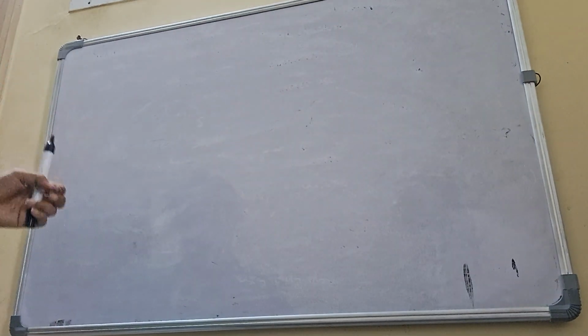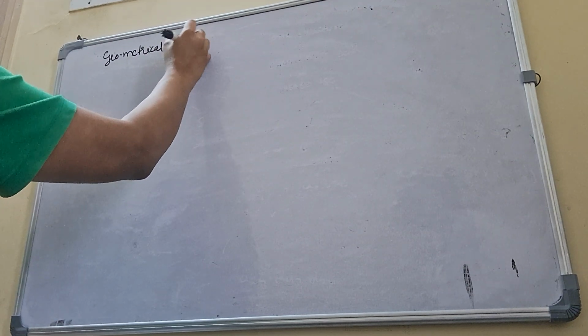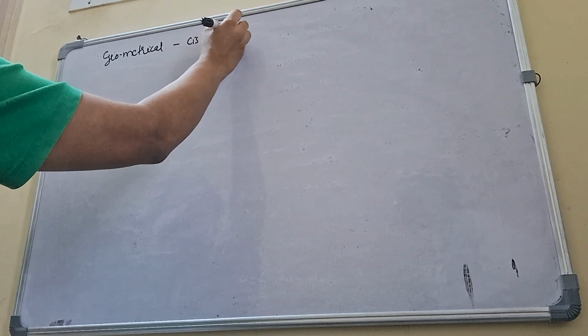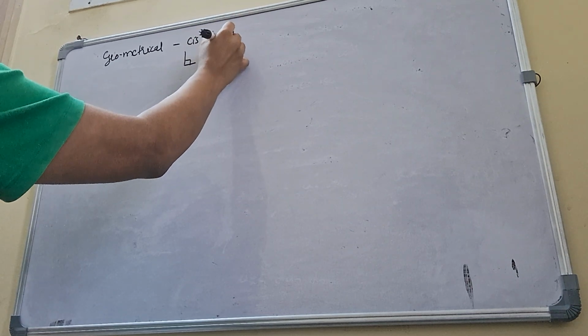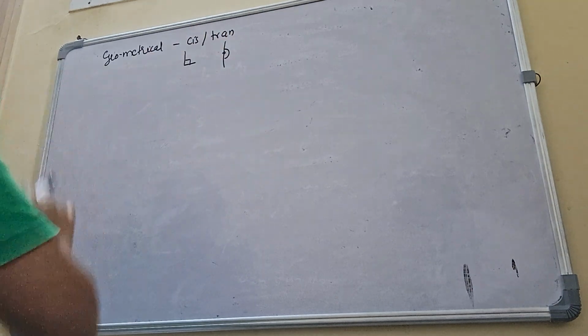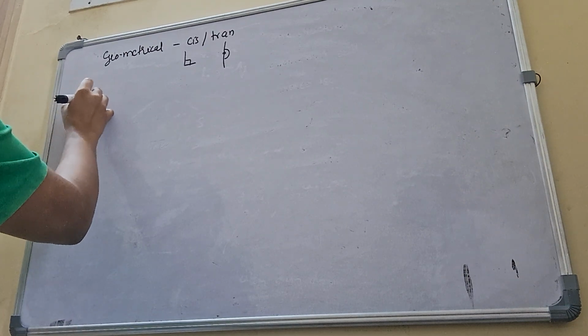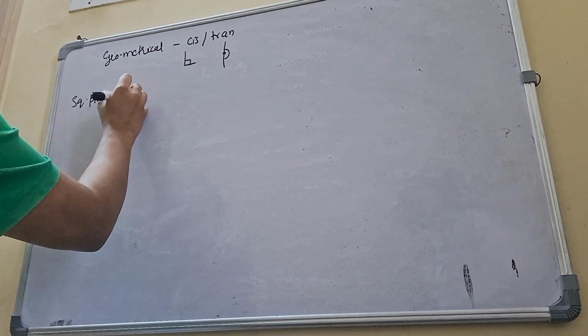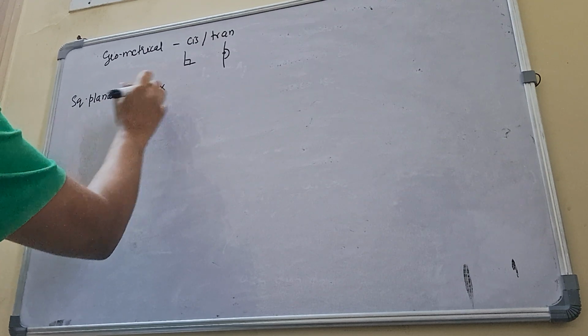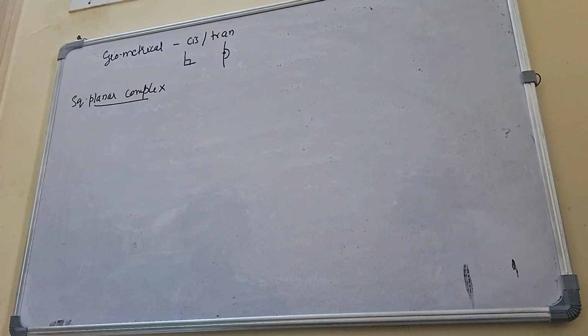Only when I do it will you understand the meaning, right? So if I talk about geometrical isomerism, it has cis and trans. Cis is when the angle is 90 degrees and trans is when the angle is 180 degrees. This is what you already know. But let us do it one by one. Now if you are talking about square planar complexes, let us see whether they exhibit geometrical isomerism or not.